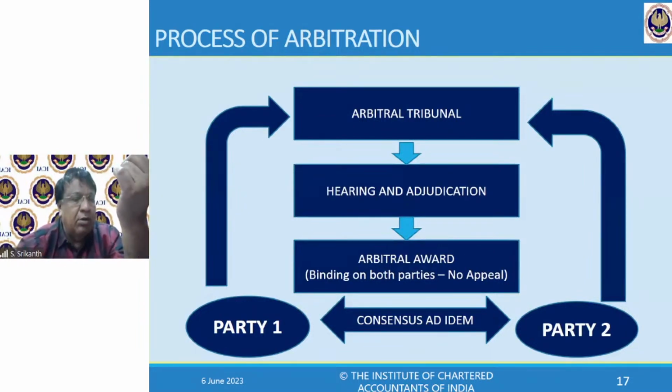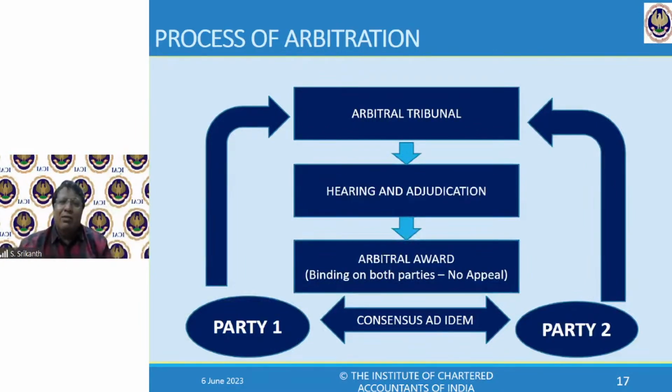Now, it may not be possible. So party 1 will agree on one person, party 2 will agree on another. Then 1 and 2 together will elect the third arbitrator, or chief arbitrator. That is one method. Suppose the matter is very complicated and needs more people, then 2-2-1 for five, 3-3-1 for seven, like that. The more arbitrators, the more money. So it depends on the dispute, the complication, and the need for more brains to work on this. Whatever it is, the arbitral tribunal is formed.